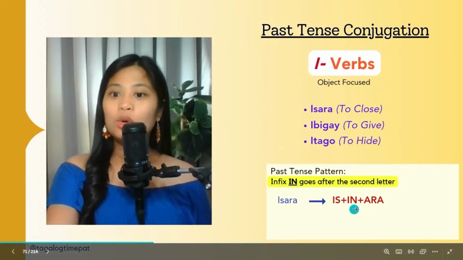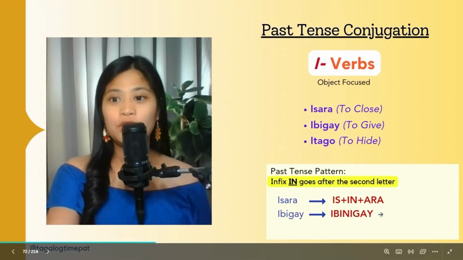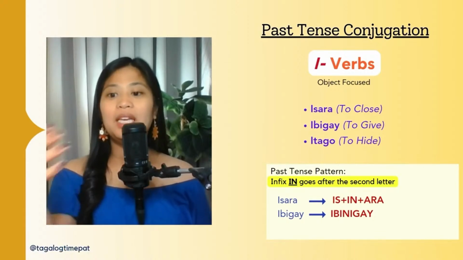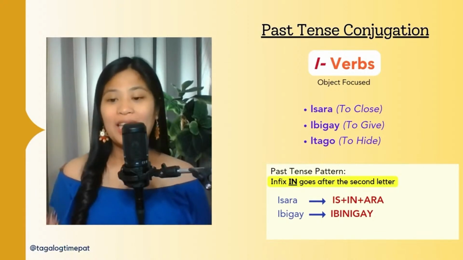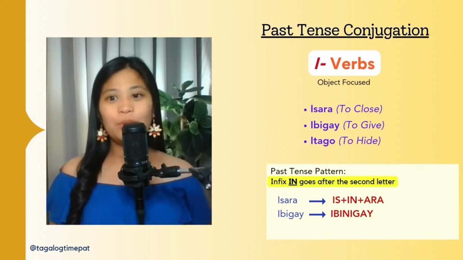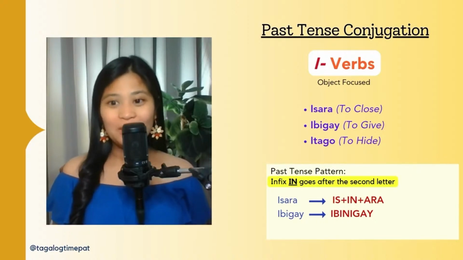The in goes after the second letter. Isinara. Next, the word ibigay, which means to give, becomes ibinigay. Ibinigay ko yung regalo. I gave the gift. Alrighty, you give it a try. What do you think itago, to hide, will be in the past tense? Remember to just use this pattern that we learned.